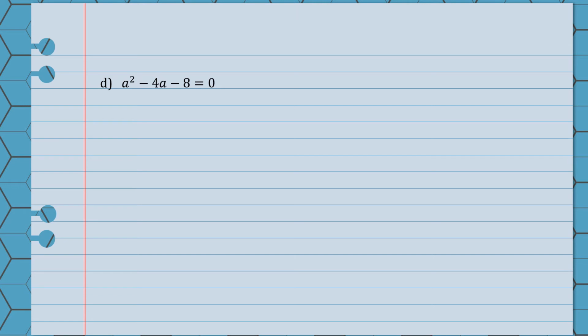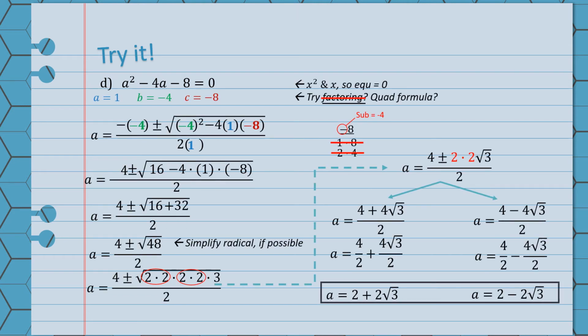Example D. A squared minus 4a minus 8 equals 0. This is your triad problem. Let's see how you did. Hopefully you found a equals 2 plus 2 square root 3 and a equals 2 minus 2 square root 3.